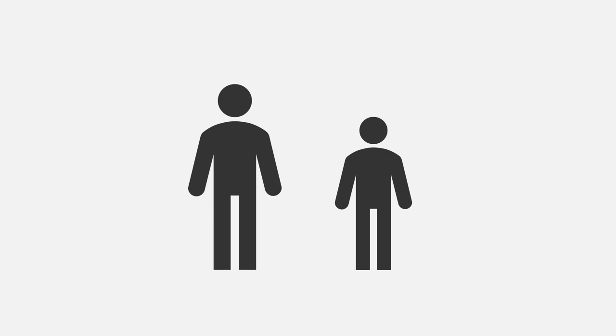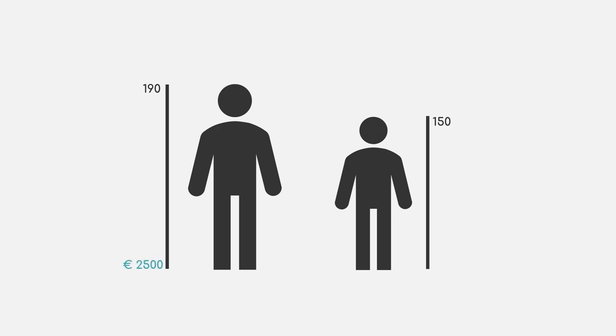If we now think about two persons, one being 190 centimeters tall and the other 150, we would consider it a rather significant difference in height. The taller person earns 2,500 a month, the smaller person earns 2,600. In this case, while we can still observe a notable difference, we would most likely say that compared to the height difference, the difference in salary is less significant.